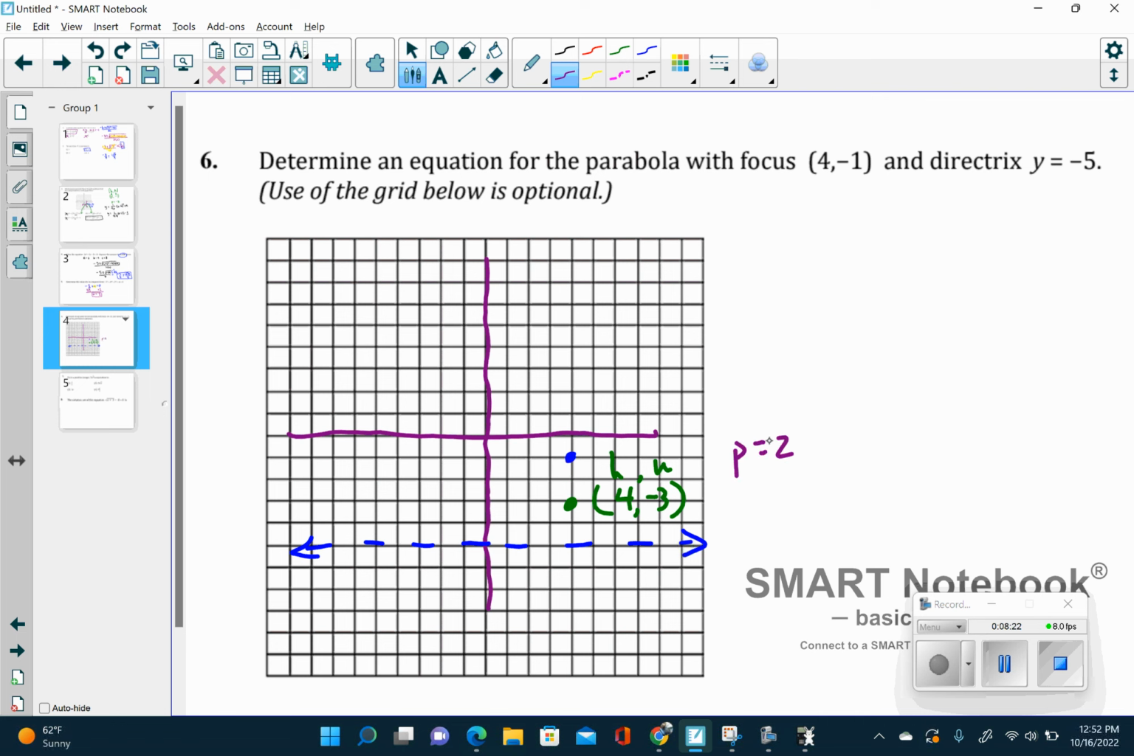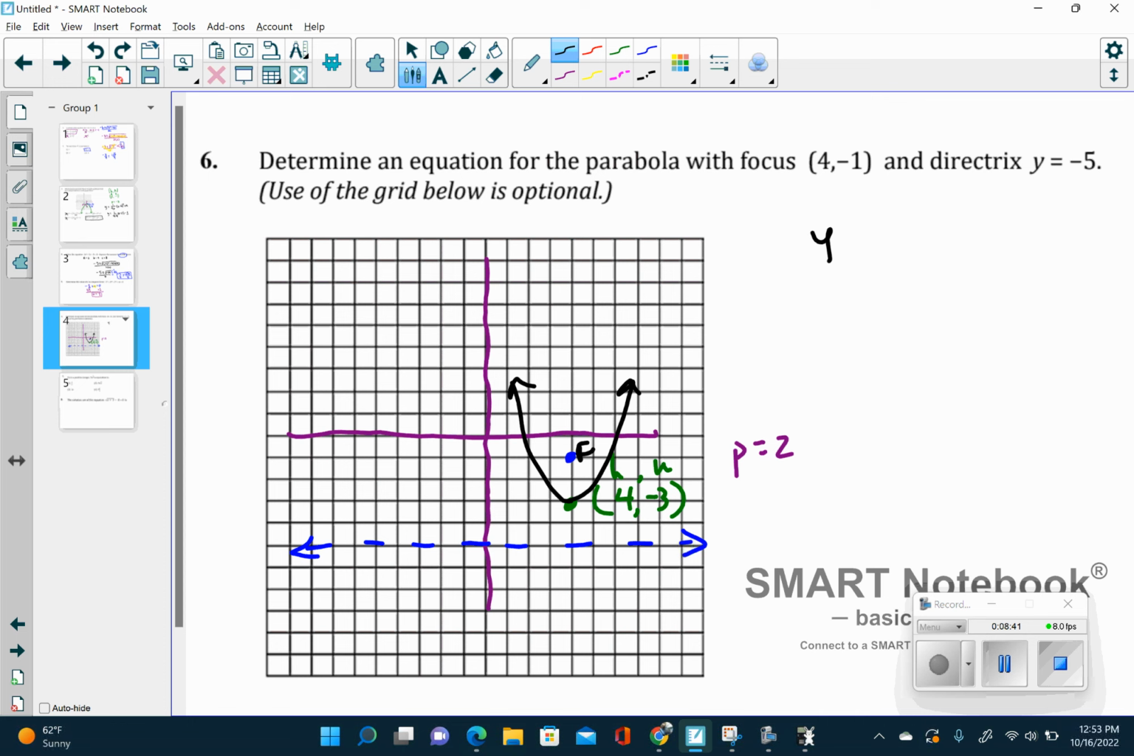And now we just need to see if it's positive or negative, okay? So this is how you tell. This is our vertex. It has to go towards the focus. So the focus is up, right? This is our focus. So the parabola goes in the direction of the focus, away from the directrix. So our P is positive.